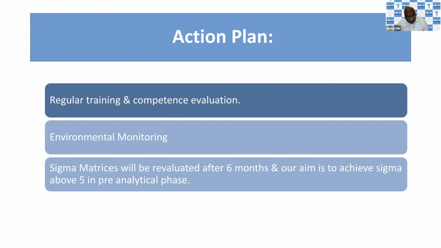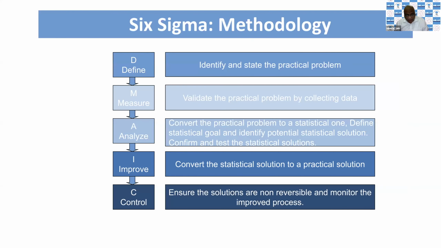What is competence? Ability to use acquired knowledge and skill in a practical situation. One thing is training. You have conducted post-training evaluation also. You have to see whether a person is able to carry out that activity in a practical situation or not. Proper environmental monitoring, and we thought we will work hard so that we will be able to achieve a sigma level above 5 in the pre-analytical phase, and when after 6 months we evaluated, we were able to get a sigma more than 5.